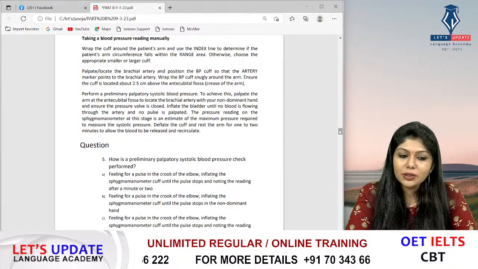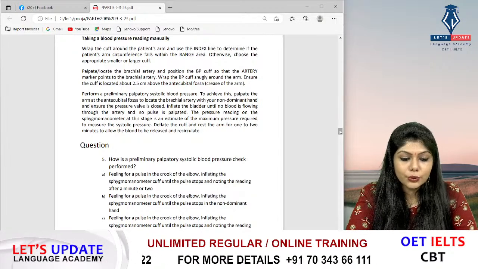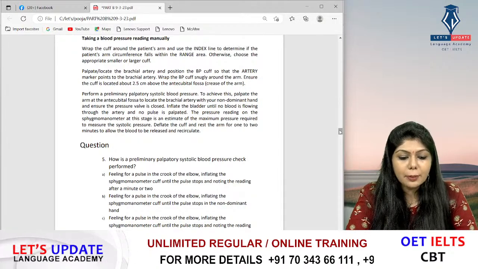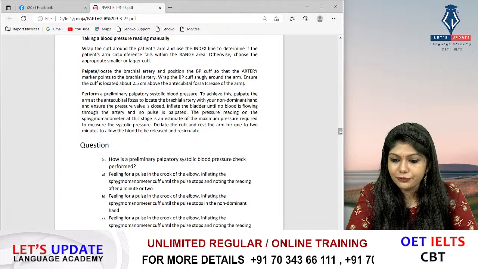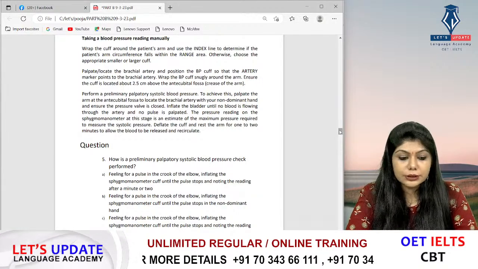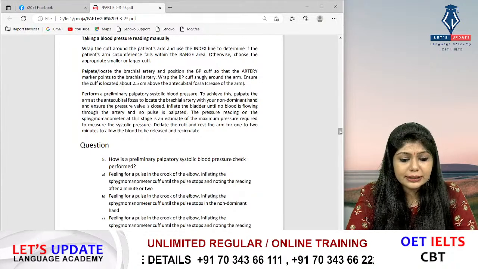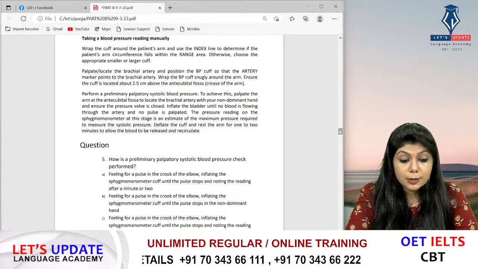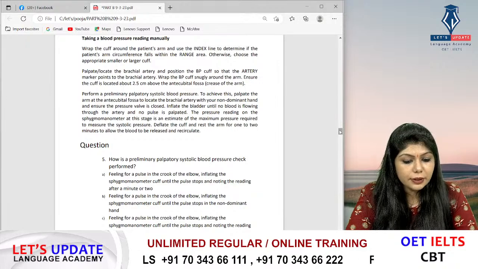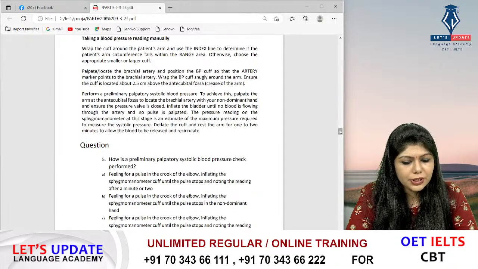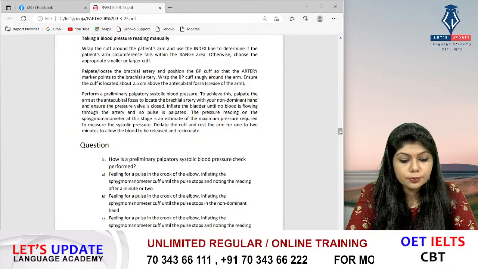Okay, so that was what the extract was about. And moving to the question, how is a preliminary palpatory systolic blood pressure check performed? Coming towards the options, option A is feeling for a pulse in the crook of the elbow, inflating the sphygmomanometer cuff until the pulse stops and noting the reading after a minute or two.